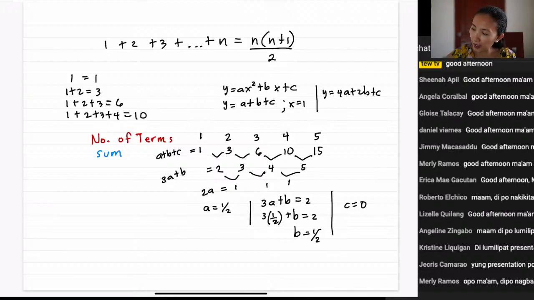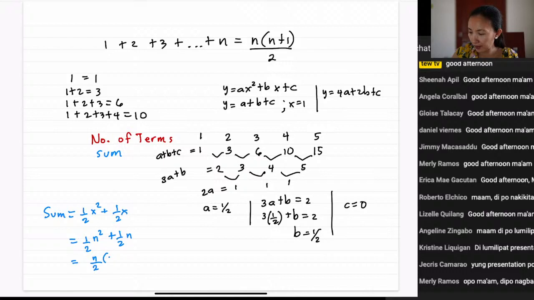Therefore, the sum is given by the formula 1/2 x squared plus 1/2 x. Okay? And since we made use of n to denote the number of terms, then the sum would be given by 1/2 n squared plus 1/2 n. Saglit lang. Sige, gawin muna nating n. 1/2 n is common, or n over 2 is common to both. So, n plus 1. Or, just the same, n times n plus 1 all over 2.